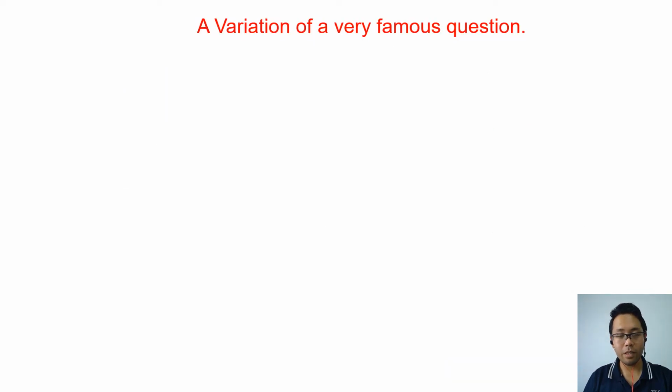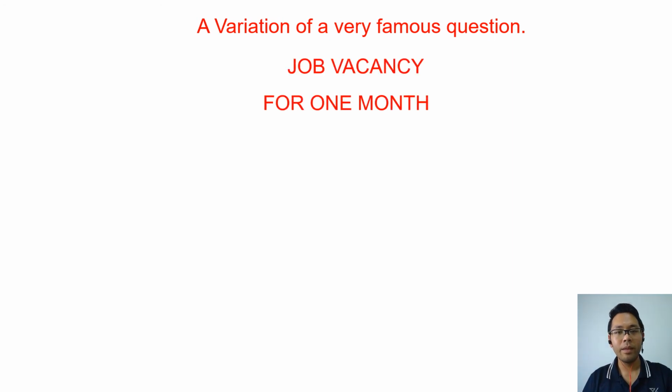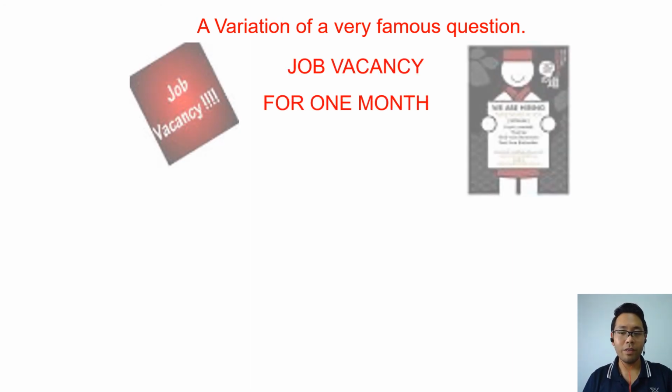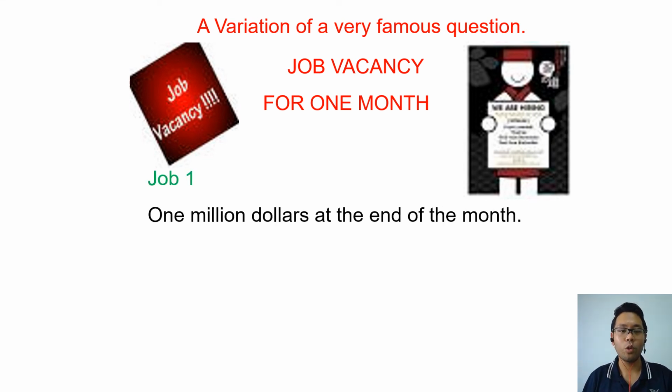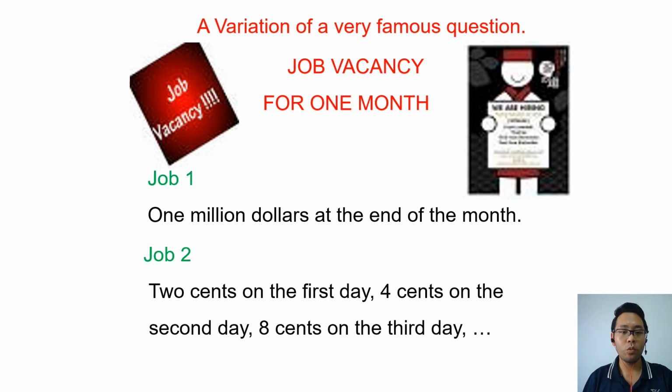Now this is a variation of a very famous question, our final question of these examples. There are many variations of it. The famous one is the chessboard. But let's try this variation where job 1 offers you $1 million at the end of the month. Job 2 only gives you 2 cents on the first day, but it's going to double on the next one. So the next day you got 4, and the next day you got 8 cents, and so on.